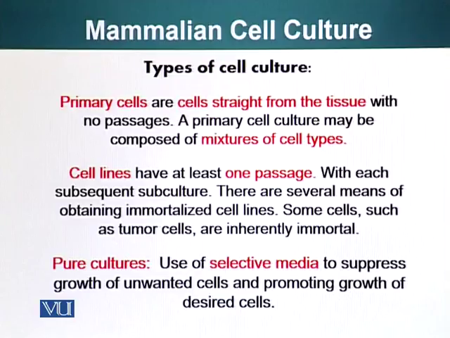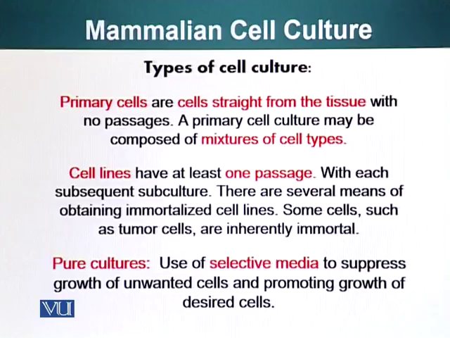Cell lines have at least one passage. You will most likely be dealing with cell lines in your lab. With each subsequent subculture, there are several means of obtaining immortalized cell lines. There are different types of cell lines where the cells can grow, divide and multiply indefinitely. Because you've talked about cancer cells when we were talking about oncogenes or neoplastic transformations, cells have a clock in them.